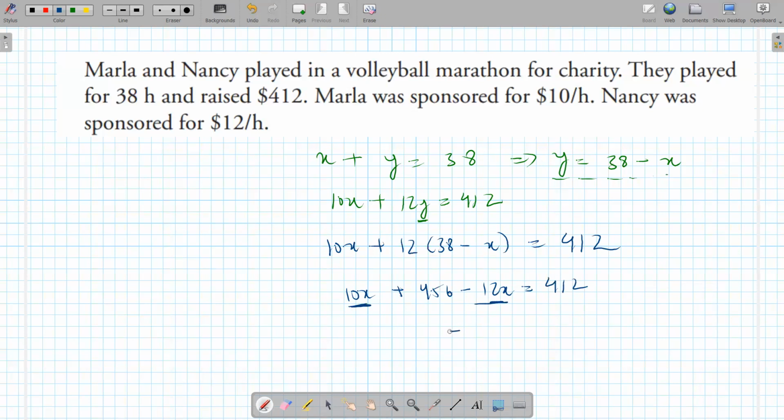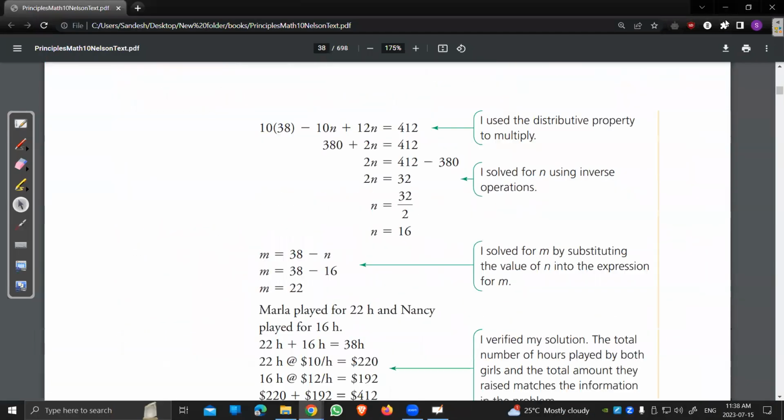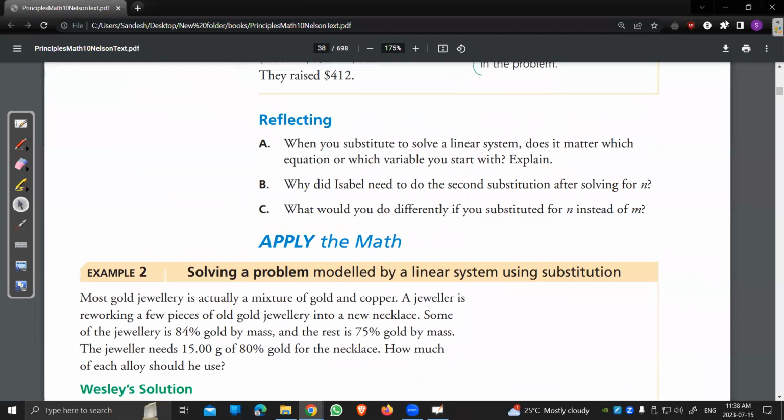10x minus 12x becomes negative 2x. 412 minus 456 becomes negative 44. Therefore, x is 22. Plug that up here. y will be 38 minus 22, 16. So Marla played for 22 hours. Nancy played for 16 hours. And that is it. Right? Once you come up with the equations, it's pretty simple. Oh, this one's gonna throw you off big time.